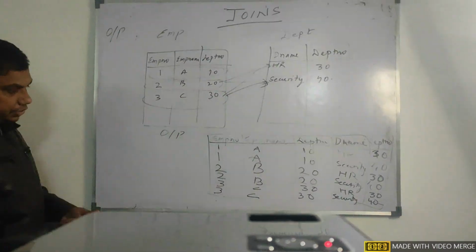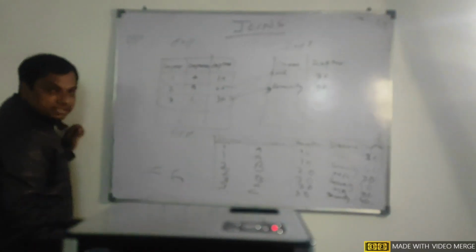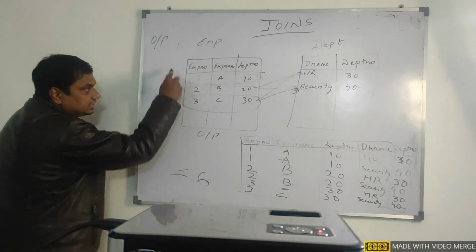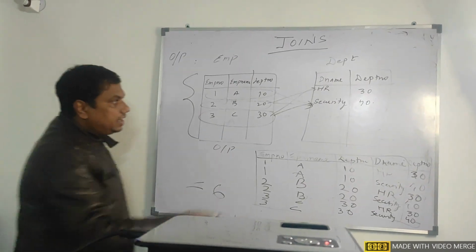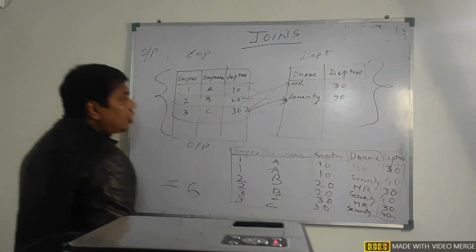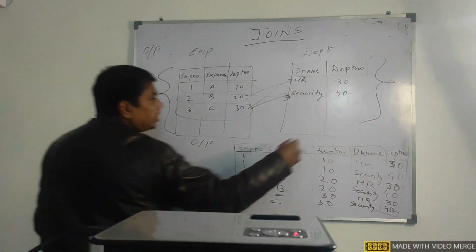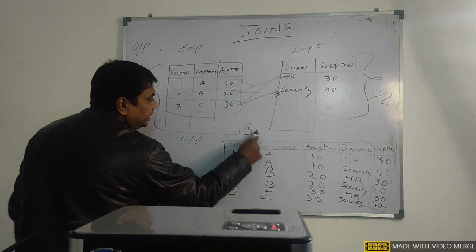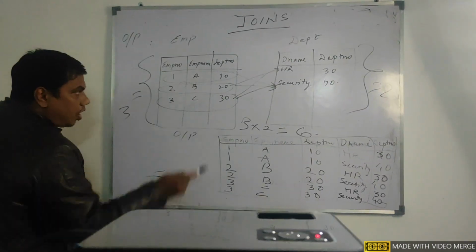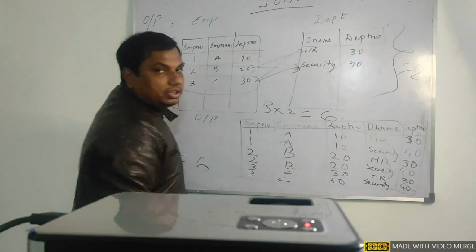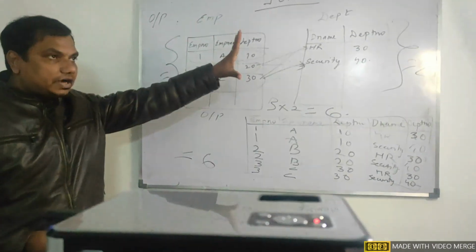That means the total output is how many records? 6 records. Is it proved or not? That is, the order of table 1 is multiplied by the order of table 2. Order of table 1 is nothing but 3. Order of table 2 is nothing but 2. So 3 into 2 is nothing but 6. All the records of table 1 are multiplied to all the records of table 2. So this is what the Cartesian join is.